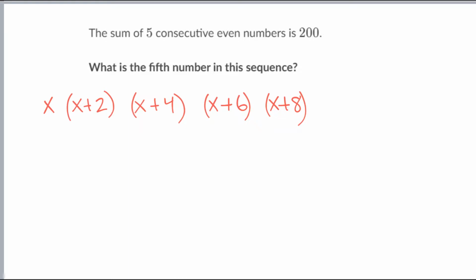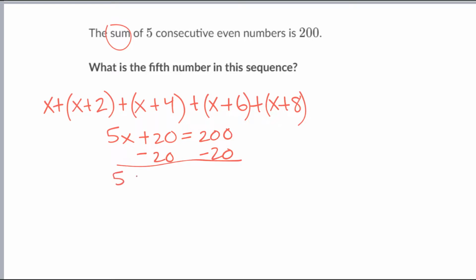And I'm going to finish off with creating my solutions. Now, this is the sum of these 5 consecutive even numbers, so I have to add all these up. And I have 5 x's, so 5x, and then I have to add up my numbers. 2 plus 4 is 6, 6 plus 6 is 12, and 12 plus 8 is 20. So this is going to be 5x plus 20, and my sum is 200. So I'm going to have equals 200 here. Now I'll subtract 20, and I get 5x equals 180.